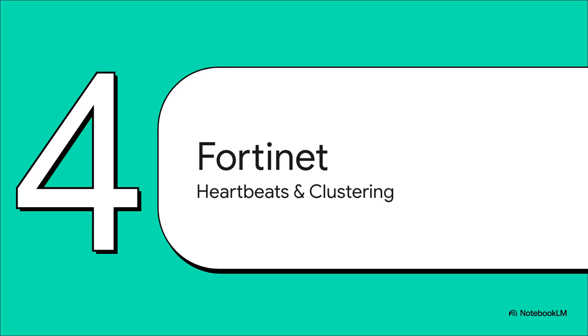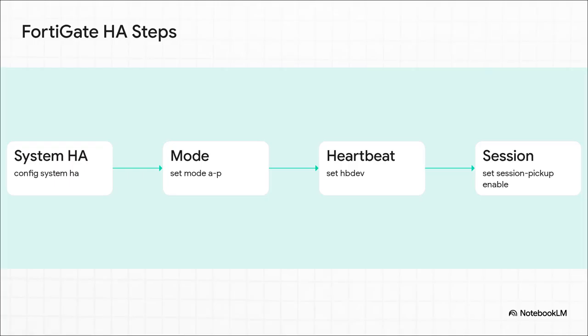All right, Section 4, Fortinet, Heartbeats, and Clustering. So Fortinet tackles HA a bit differently, using the concept of a cluster. When you look at their setup process, you configure the system HA and set your mode. But the really critical part is setting the HBDEV, or heartbeat devices. This command sets up a continuous heartbeat monitor between your clustered units. It is quite literally the firewalls constantly checking each other for a pulse.